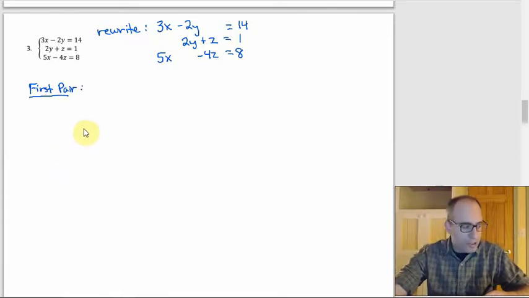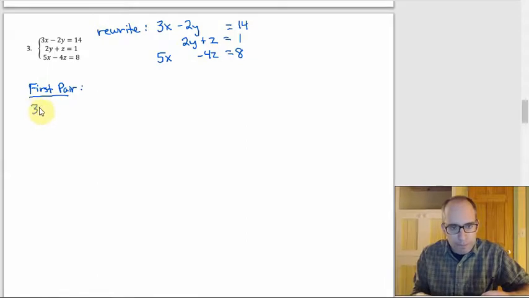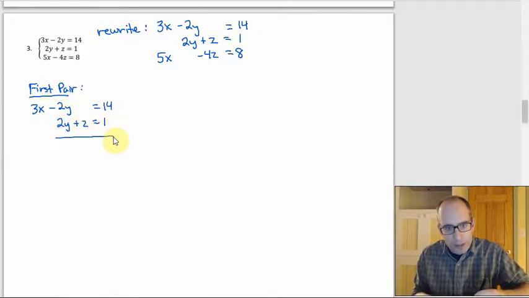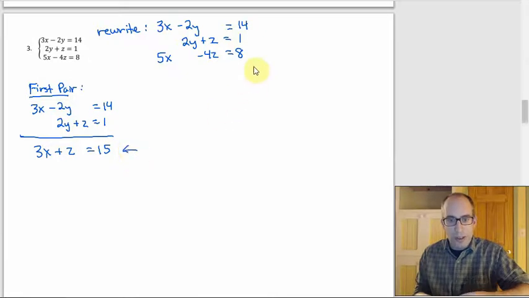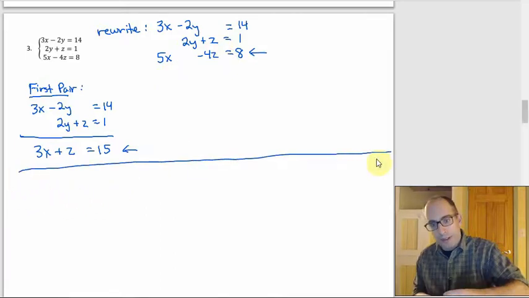But my first pair is going to be the top 2. So 3x minus 2y equals 14. And then 2y plus z equals 1. And I'm going to add those together. And we're going to get 3x plus z equals 15. But right here, you can go to 2 equations with 2 unknowns, because you've got this and you've got this. Like, this one's already set up with no y in it. So you might as well just use them. And I guess that's right where we're going, right?